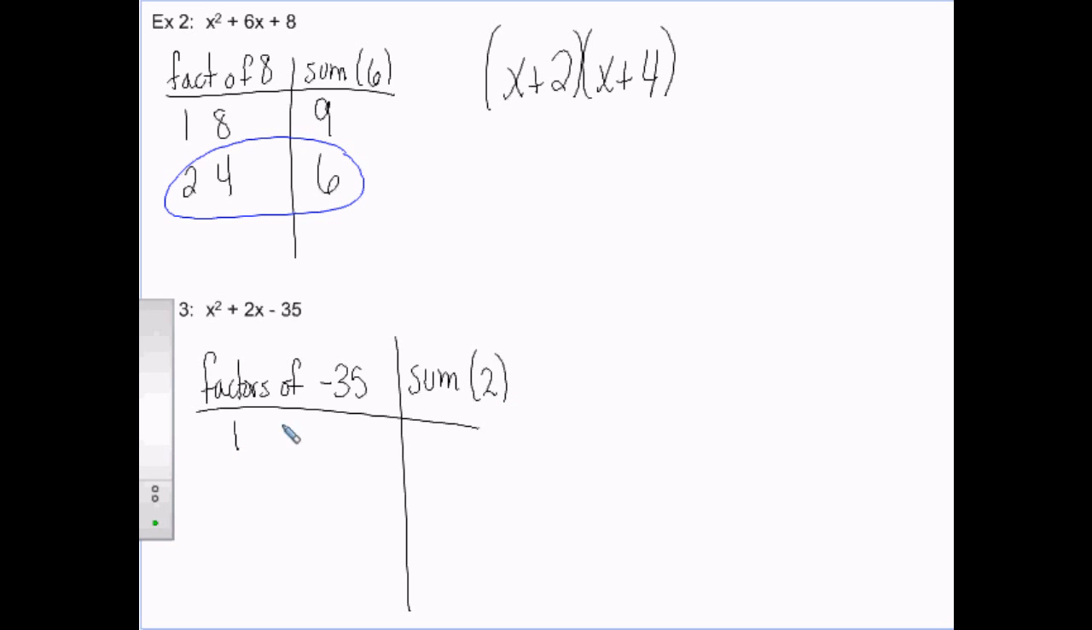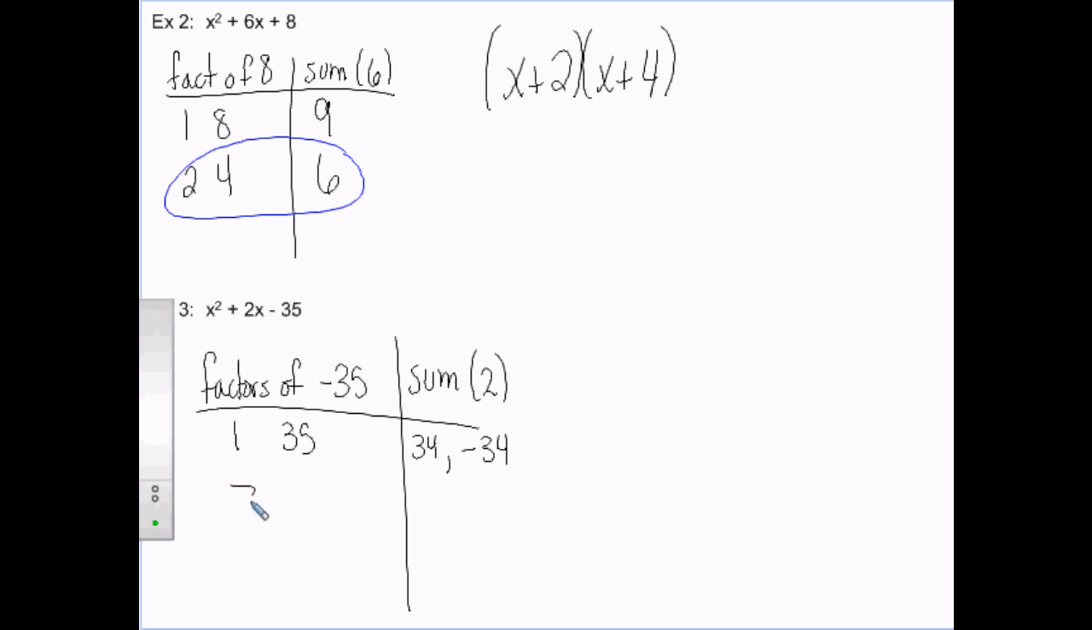And so if I do 1 and 35, I can either have a negative 1 or a negative 35. If I have a negative 1, I'm going to get a 34. If I have a negative 35, I would get a negative 34. Does that make sense? Neither one of which is a 2.